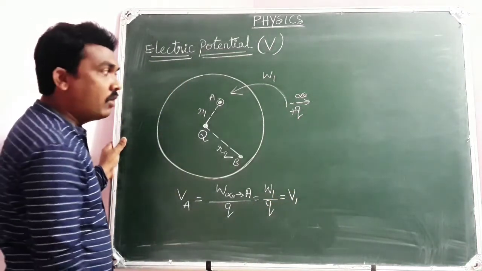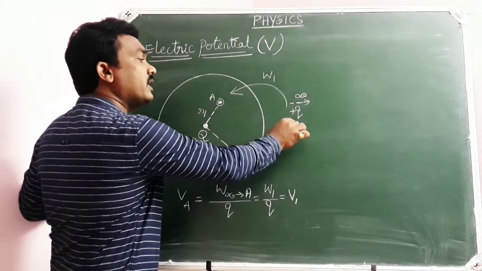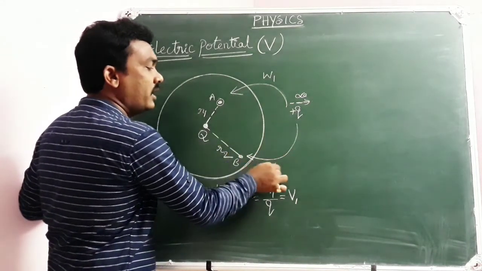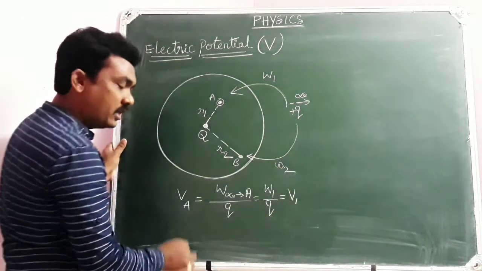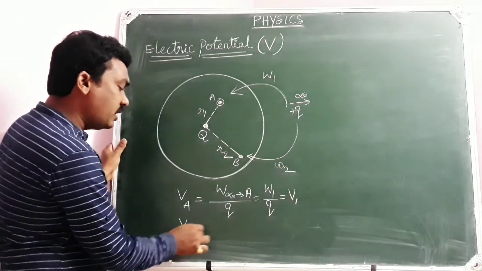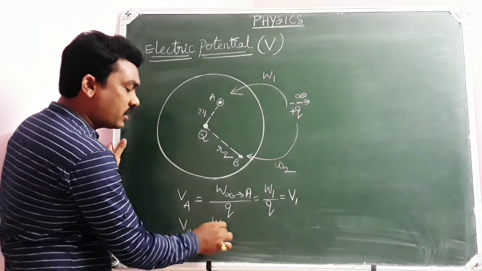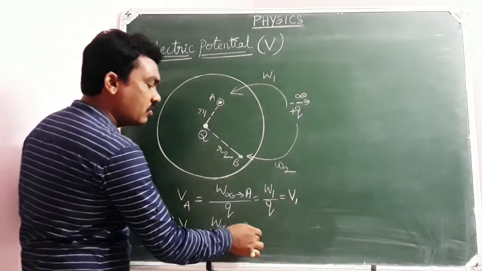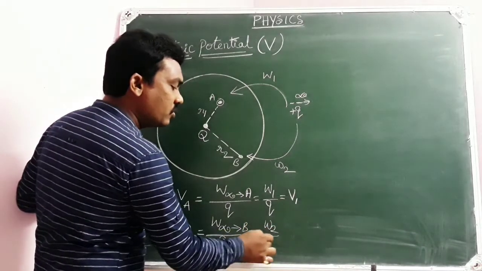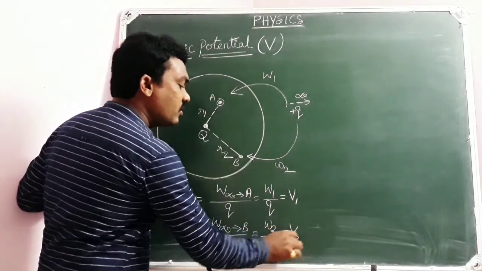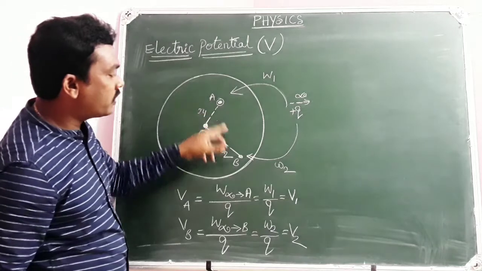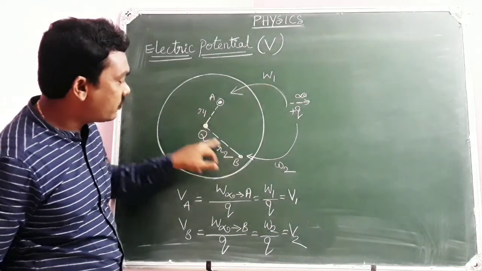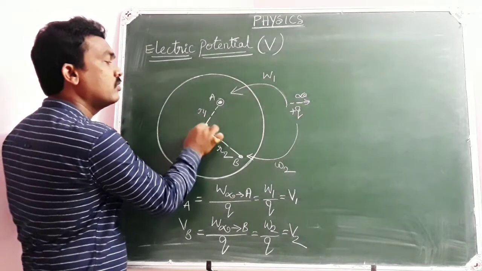Similarly, the amount of work done to carry a test charge from infinite distance to the point B, let me suppose W2. Then electric potential at B is the amount of work done from infinite to B per unit charge, which is equal to W2 by Q, which is V2. So here the potential at A and the potential at B will not be the same. The reason is they are at different distances from the source charge.